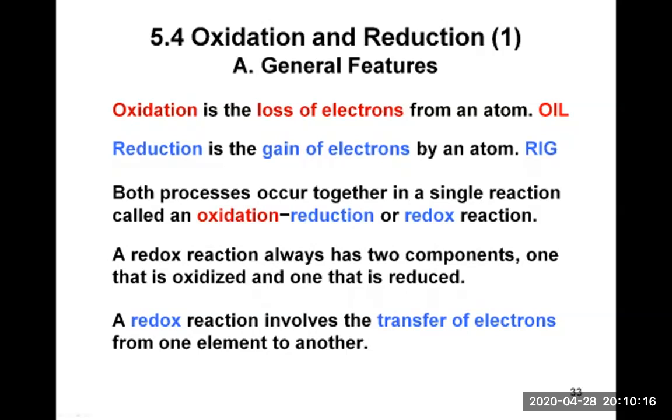Both processes occur together in a single reaction, and so it's called an oxidation-reduction reaction. And because that's a bit long, very often it's just abbreviated as a redox reaction. A redox reaction always has two components, one that is oxidized and one that is reduced. What happens during a redox reaction is that there is a transfer of electrons from one element to another.